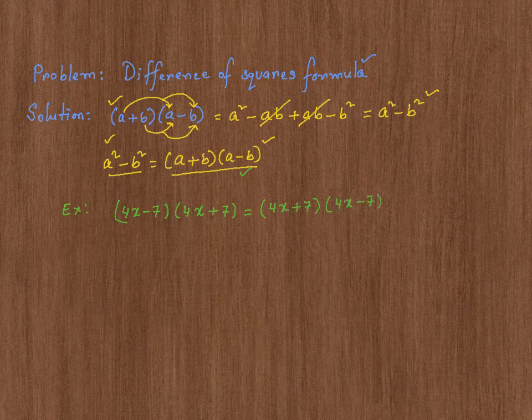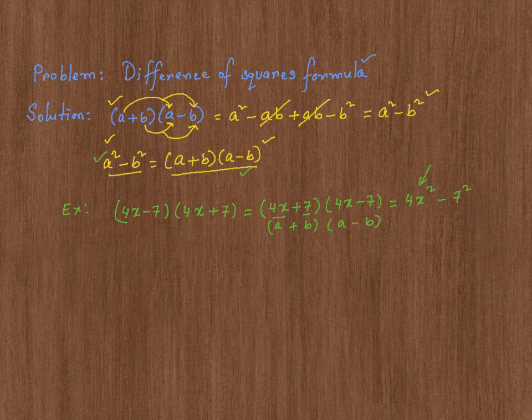Now in this context, my a is going to be 4x, and my b is going to be 7. So it's like a plus b times a minus b, which is in essence the difference of squares formula, which we could rewrite as 4x square minus 7 square. Now I have made a mistake here on purpose. What I wrote is actually not quite right. The reason I did that is that students make this mistake. So I wanted to bring it to your attention so that you do not make this mistake.